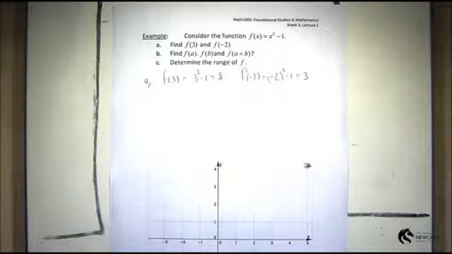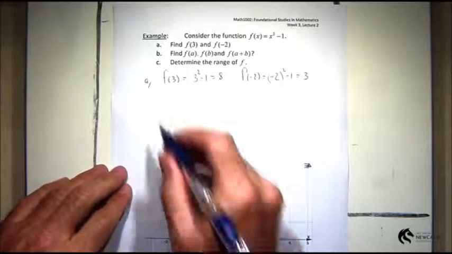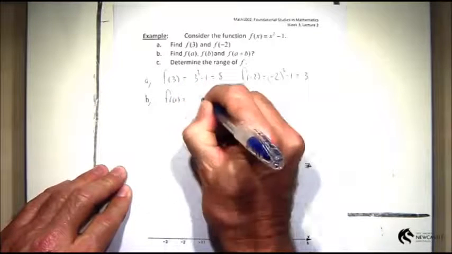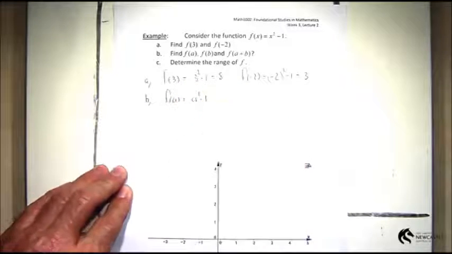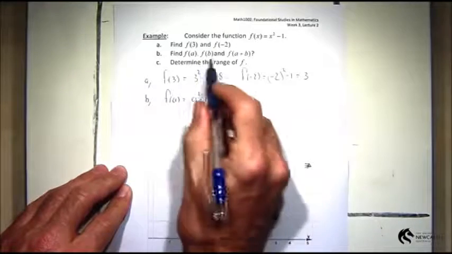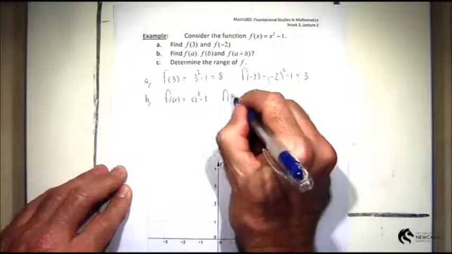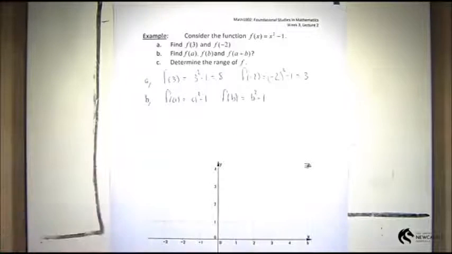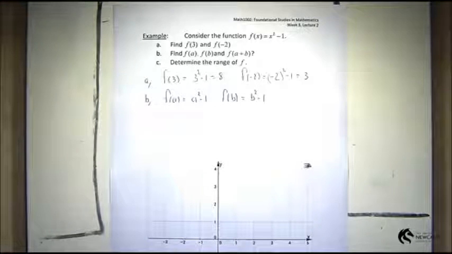Part B says find f(a). That I can do because everywhere I see x, I just substitute a. Then it says find f(b). Everywhere where I see x, I substitute b. So f(a) is a² - 1, f(b) is b² - 1.